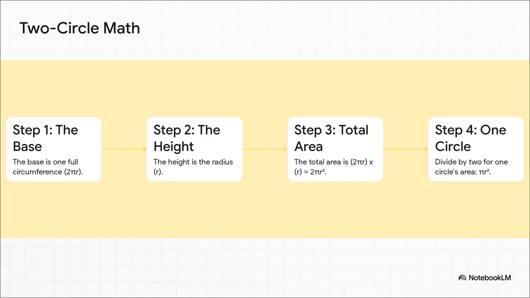So let's just quickly break down the math here. The height is still the radius, r. But now the base is made from the wedges of both circles. So that means it's one full circumference, or 2 pi r. The total area is 2 pi r times r, which gives us 2 pi r squared. But remember, that's the area for 2 circles. So we just divide by 2 to get the area of 1, and what do you know? We're right back at pi r squared. 2 different paths, same beautiful result.